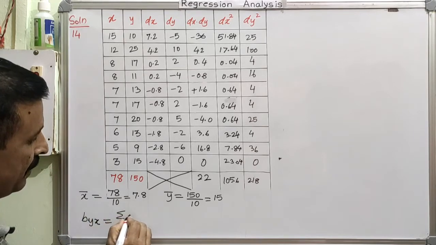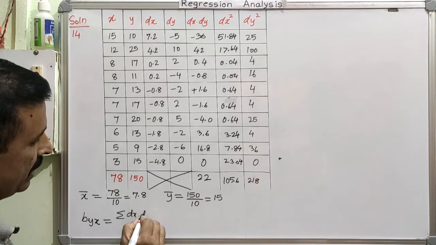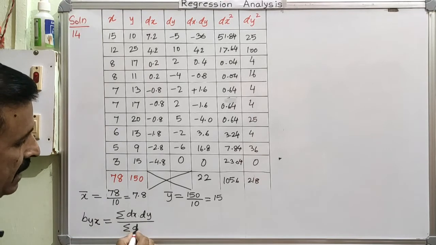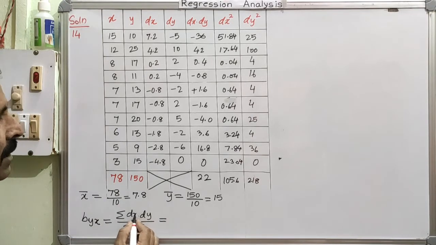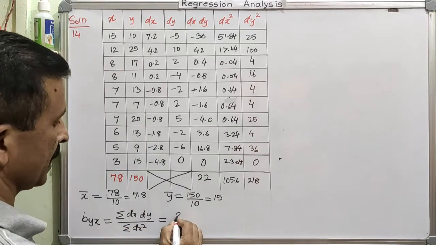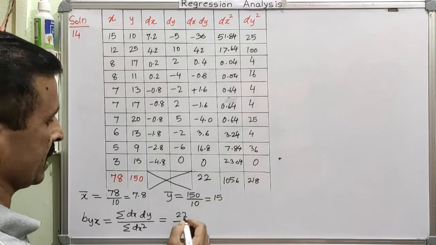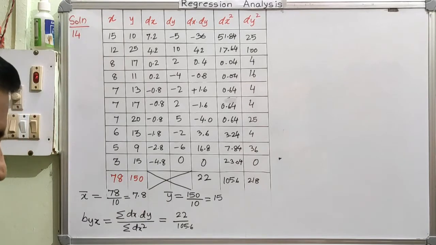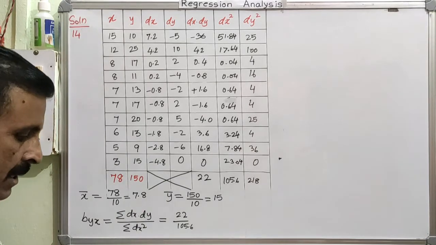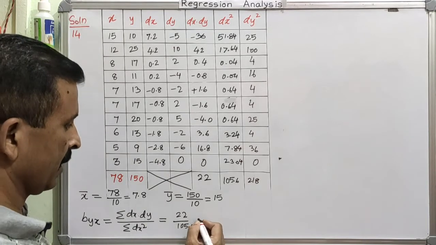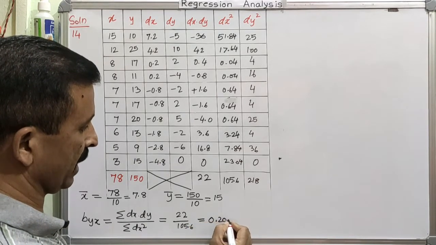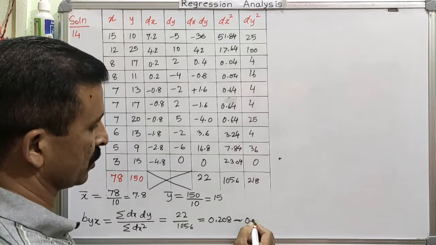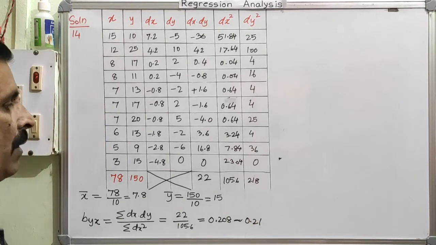Byx is the summation of the product of dx into dy divided by summation of what? Y is here, so it will be dx square. The sum of all the products of dy with dx is 22, and the sum of all the dx square is 105.6. Am I understood? So the value of this will come as 0.208, and we can take up to 2 decimal places, so approximately this is 0.21. So this is one of the regression coefficients.